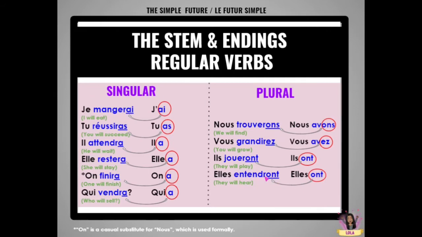So this is entendre. Remember, we dropped the E and then put ONT. Same thing over here. I didn't explain that to you, but vendre, V-E-N-D-R-E, drop the E and then put the A like I showed you before. So the whole point of this was to show you that the avoir in the present tense, when it's conjugated, this is how it's conjugated. But the endings for the futur simple are very similar to the actual verb. So we can see here AS, AI, AS, A, ONS, EZ, ONT.